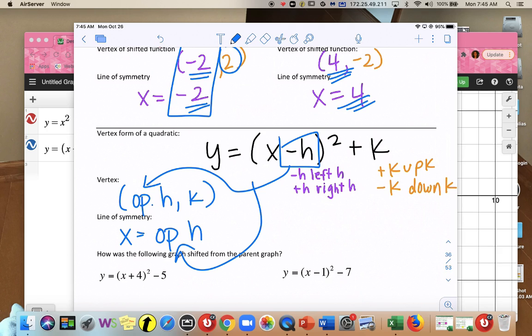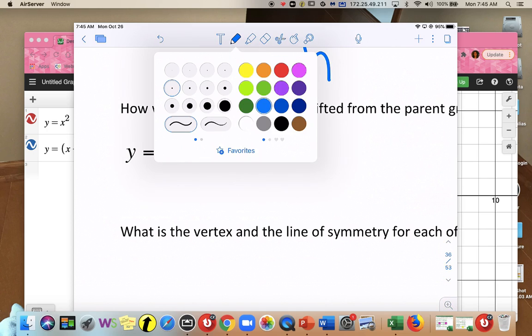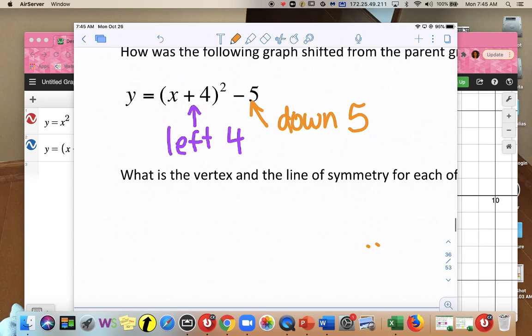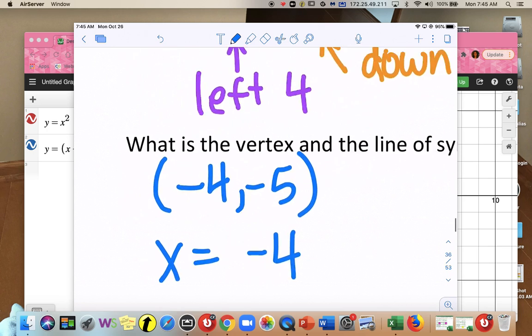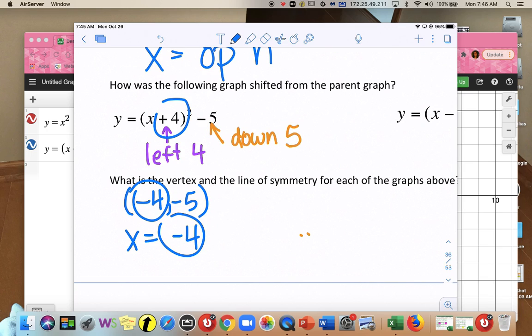All right, so let's use that to figure out how the following graph is shifted and what the vertex and line of symmetry is for the following graphs. So here's our first one. In the parentheses is the left to right shift, opposite of what you think. So the +4 is to the right, no, to the left, again, opposite of what you think. Left 4, the -5 is down 5. The vertex, though, since it's to the left, will be -4, -5. The line of symmetry will be -4. So notice the h value is the opposite of what was in the parentheses.